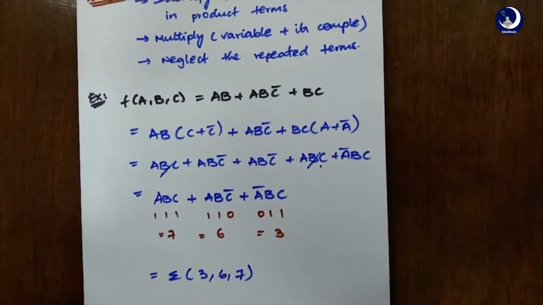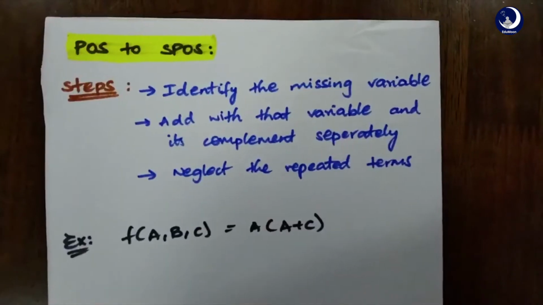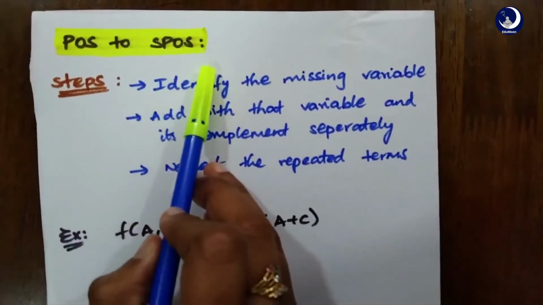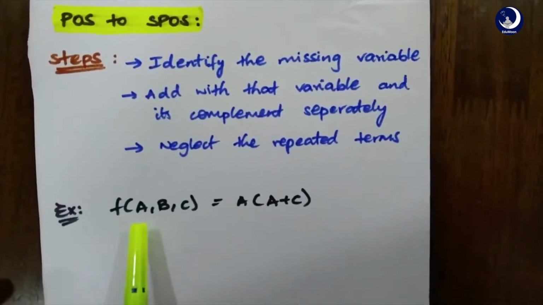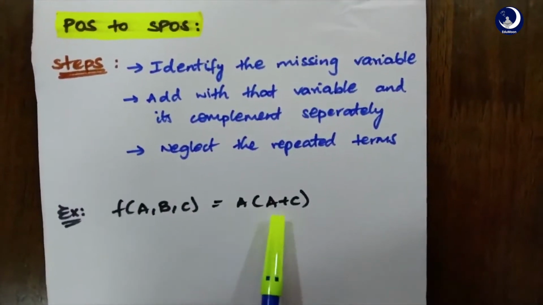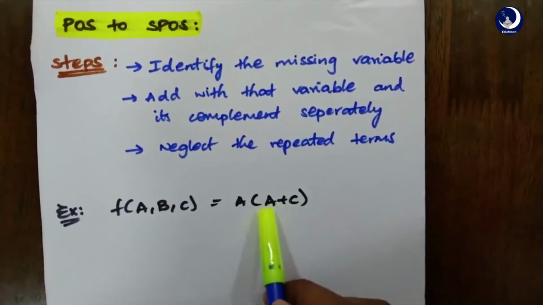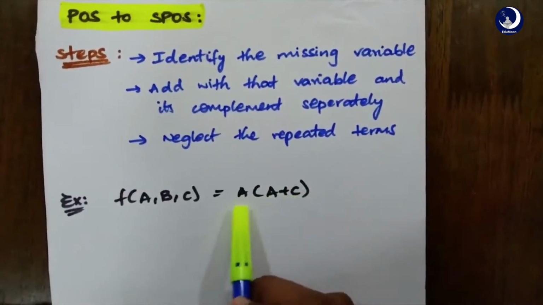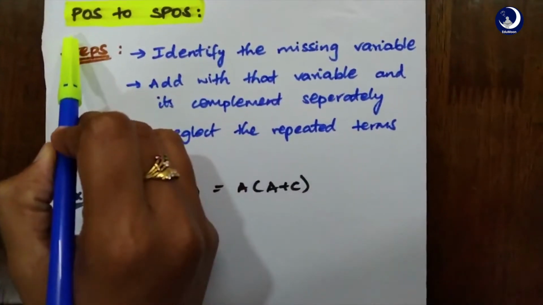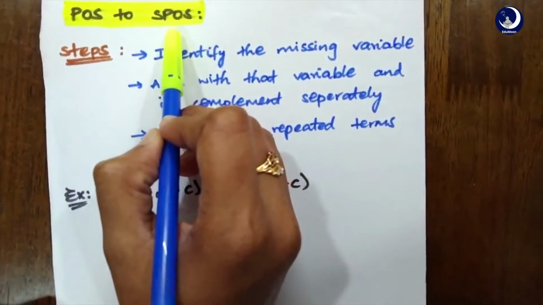Now, let's look at the other conversion, POS to SPOS. First, let's look at an example: f(a, b, c) = a · (a + c). This is a term having a sum, and this is also another term, and these two are multiplied. So this is a POS. Now we need to convert it into SPOS. How do we do that?